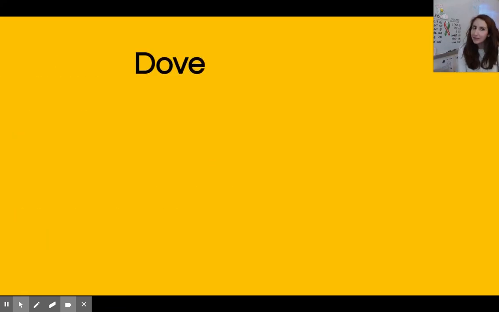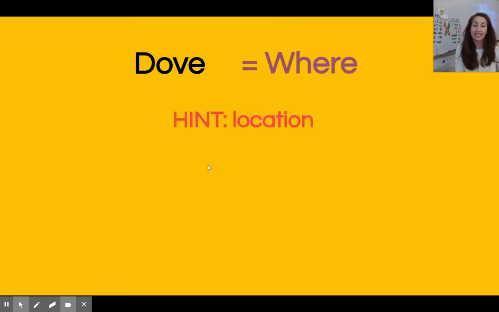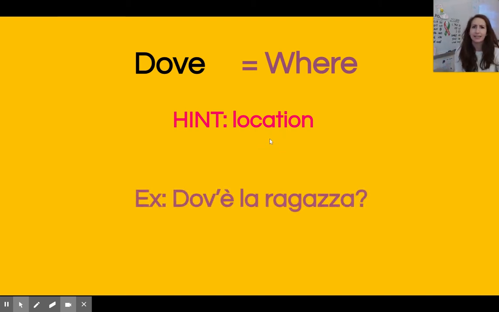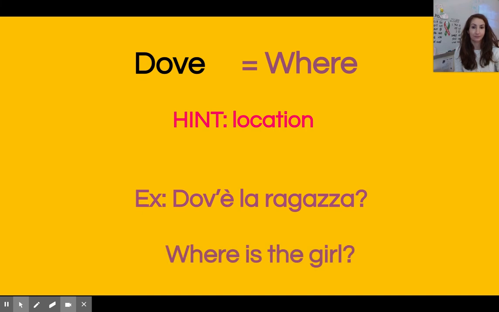Dove, not to be confused with dove, the uccello, the bird. Dove means where. We use dove, even in Inglese, to find out a location. Location could be an indirizzo, an address, una città, a city, or a place, right? Dov'è la ragazza? This is your example, which means where is the girl?